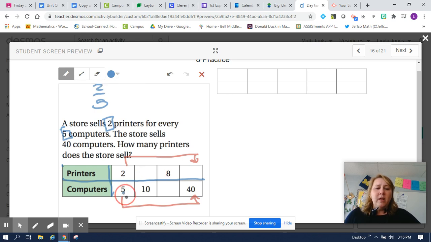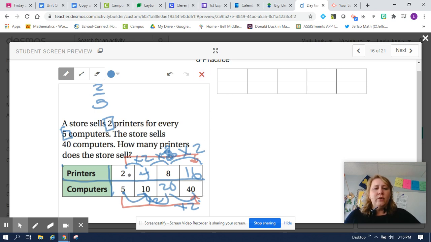If I double the 5 to 10, if that was times 2, then I have to double from 2 to what? Times 2 is 4. If I multiply times 2 on the top, I have to multiply on the bottom. So I get 20. And to get from 20 to 40, I multiplied by 2. So I'm going to have to multiply by 2 on the top again to get 16. So I would have sold 16 printers when I sold 40 computers.